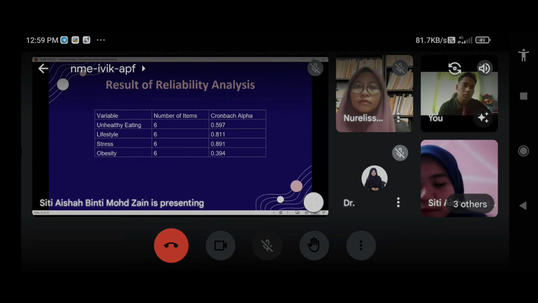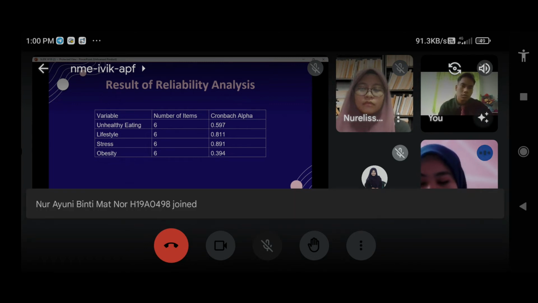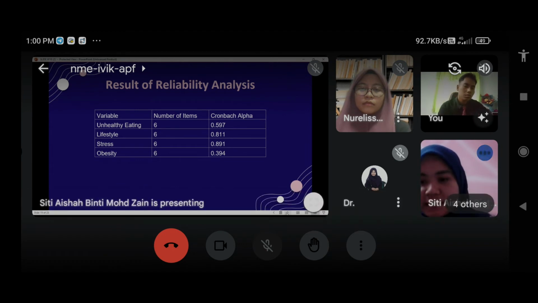The second independent variable, lifestyle, shows good reliability, 6 items, alpha 0.811. The third independent variable, stress, shows good reliability, 6 items, alpha 0.819. And the dependent variable of obesity was found to have good reliability, 6 items, alpha 0.394. As a result, the data were considered appropriate for future analysis. Next.